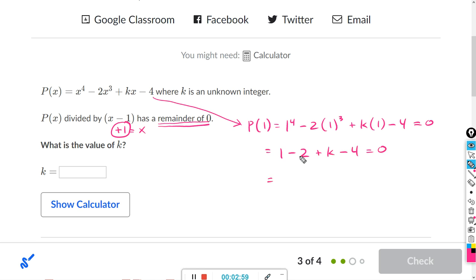1 minus 2 is -1. Minus 4 is -5 plus k equals 0. We can see k is going to be 5, right? Because if you add 5 to both sides, it cancels. So just enter that in the box. K equals 5.